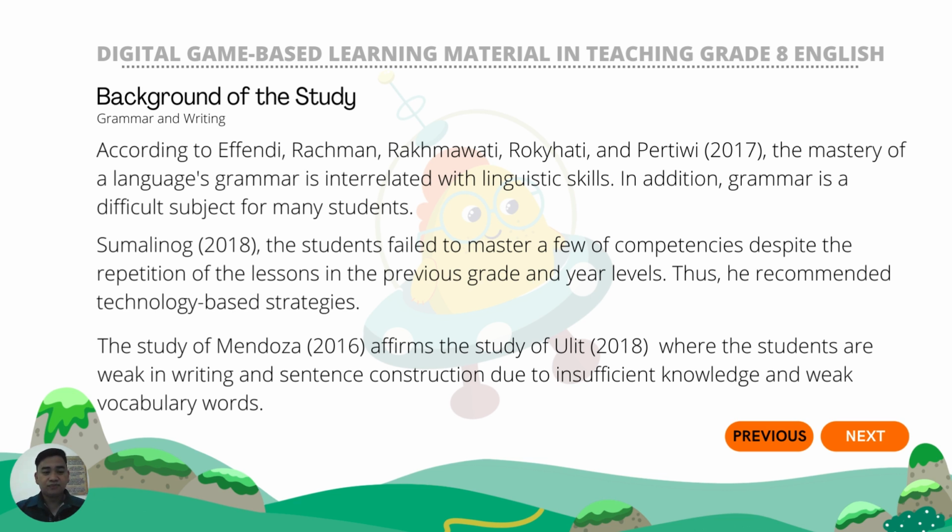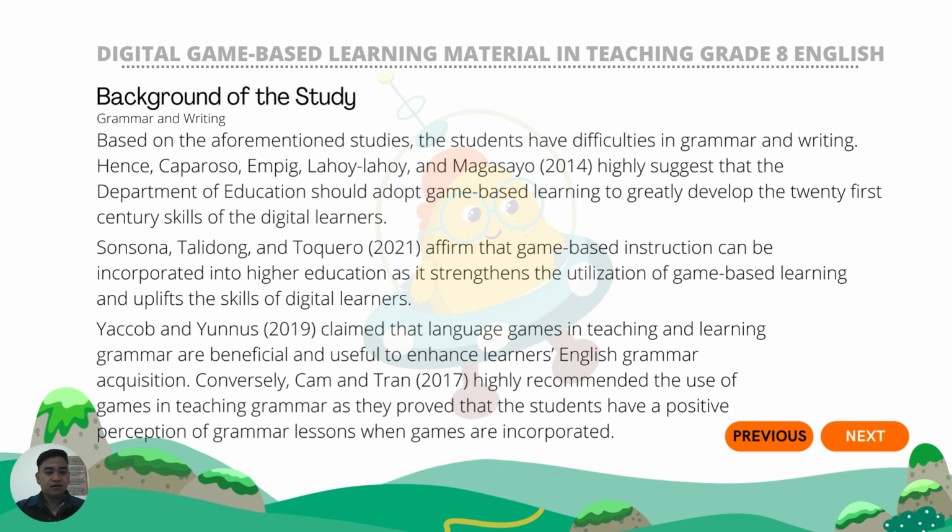Sumalinod in 2018 stated that students failed to master a few competencies despite the repetition of the lessons in their previous grade and year levels. Thus, he recommended technology-based strategies. The study of Mendoza in 2016 affirms the study of ULIT 2018, where the students are weak in writing and sentence construction due to insufficient knowledge and weak vocabulary words. Based on the aforementioned studies, the students have difficulties in grammar and writing.